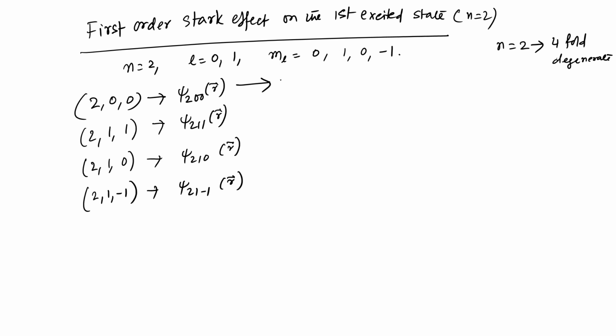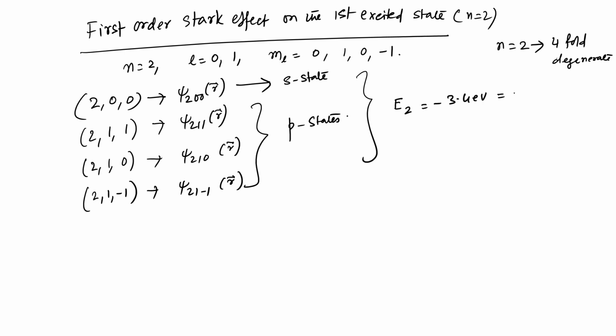And this fellow is called the S state. S corresponds to this notation when L is equal to 0, this quantum number, the azimuthal quantum number, is equal to 0, and these are called the P states. Okay. And P states are 3 of them, and each one of them has an energy equal to E2, which is equal to minus 3.4 electron volt, which comes from nothing but 13.6 divided by 4. Okay. So, each one of them has this energy.